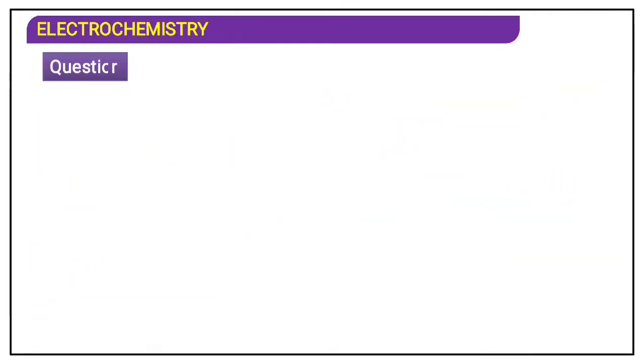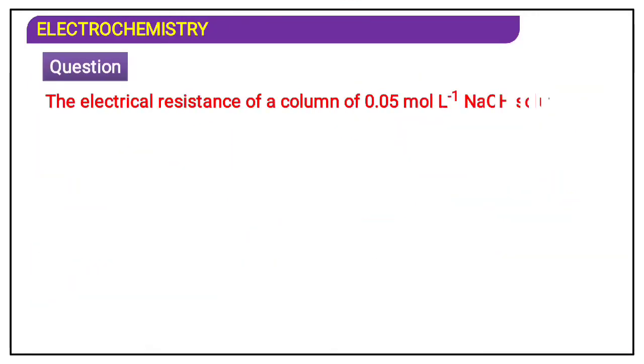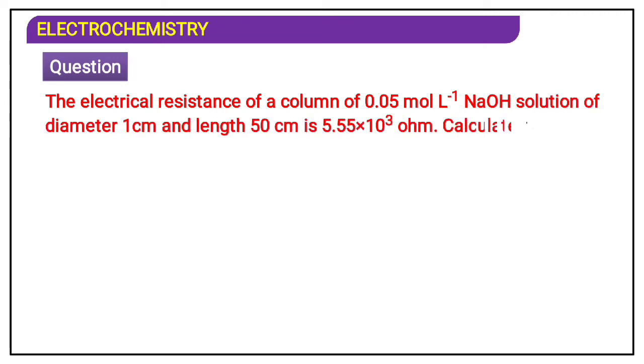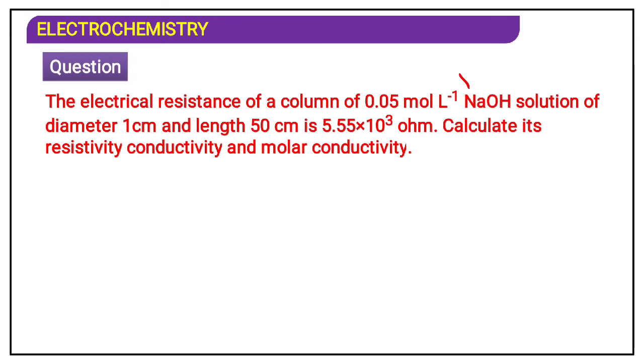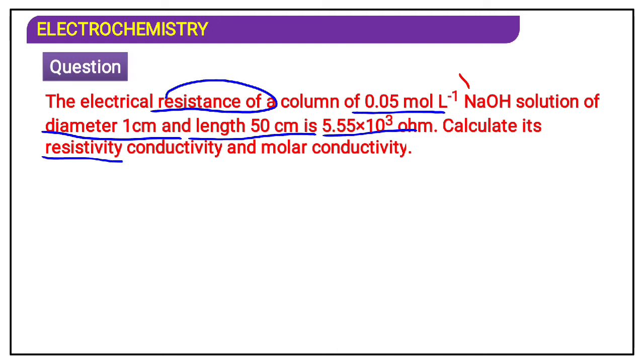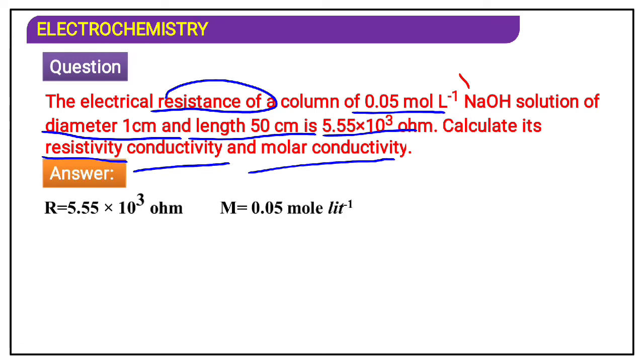Okay, let us go to one question. The electrical resistance of a column, the concentration given here is 0.05 mole per liter of NaCl solution. Diameter is 1 centimeter, length is 50 centimeter, and the resistance is 5.5 into 10 to the power of 3 ohm. Calculate the resistivity, conductivity and molar conductivity. It is a very important problem. Let us go one by one.